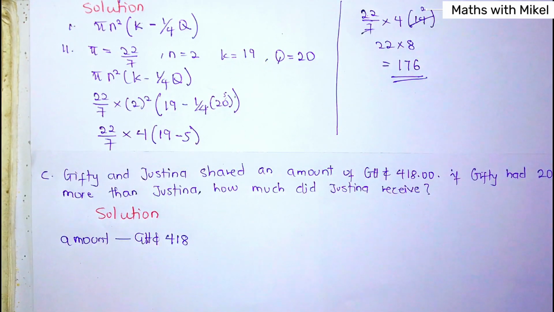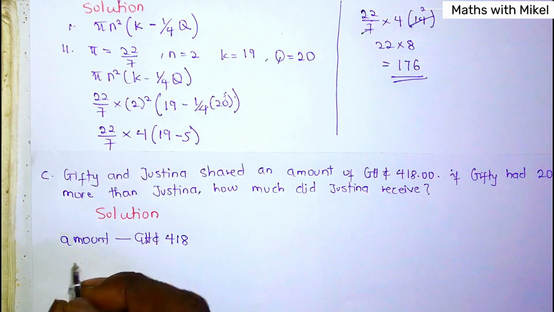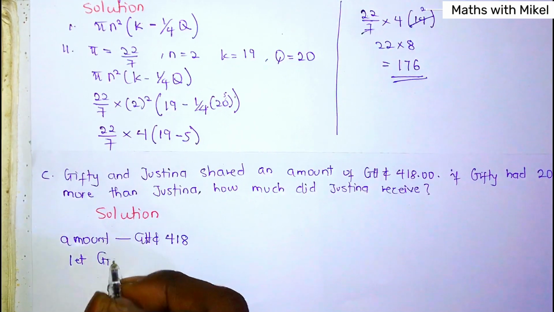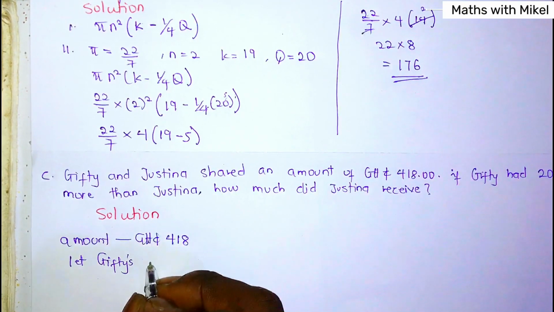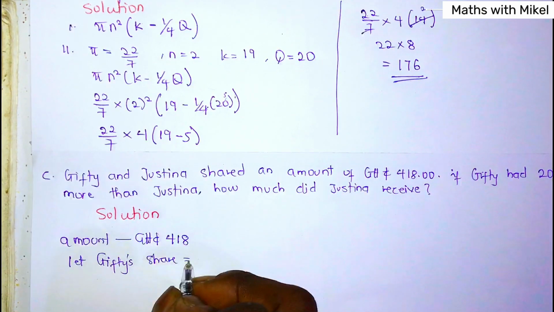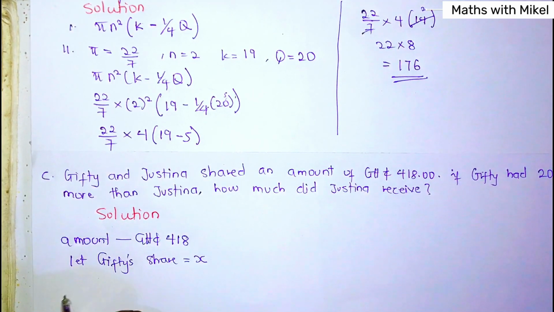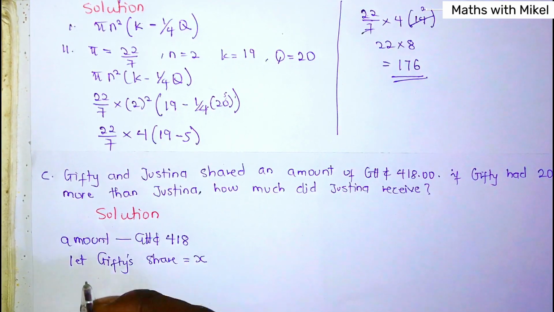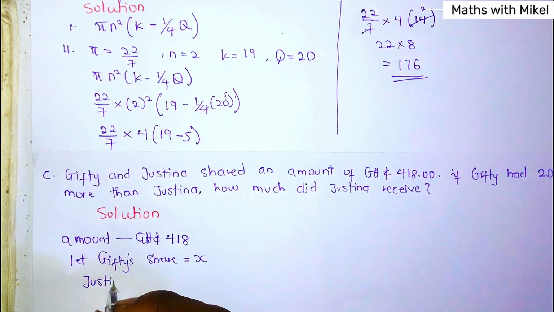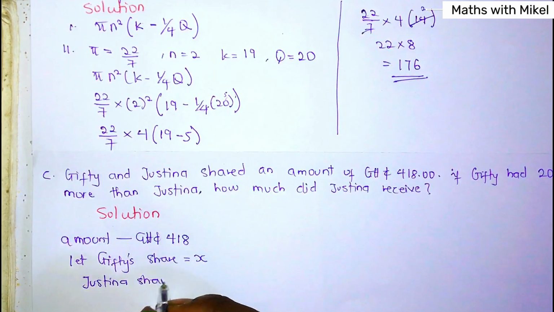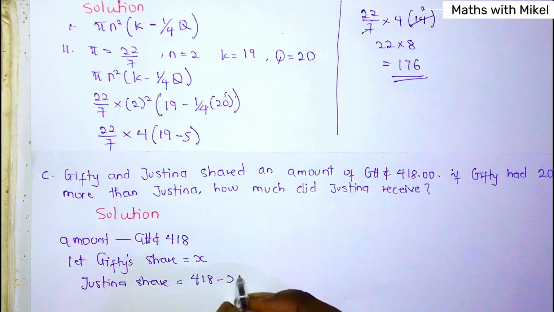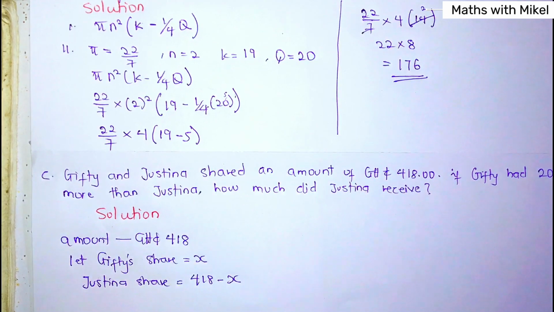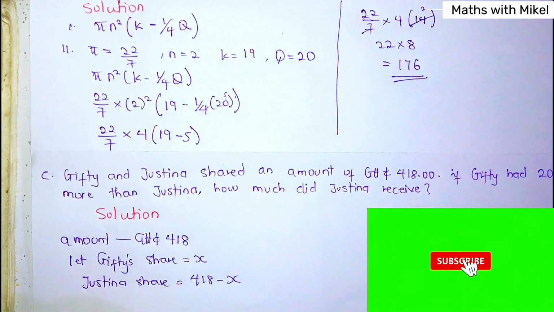418 Ghana cedis. Now we don't know Gifty's share, so we should let Gifty's share be equal to x. So if Gifty's part of the money is x, then Justina's share is going to be 418 minus x.